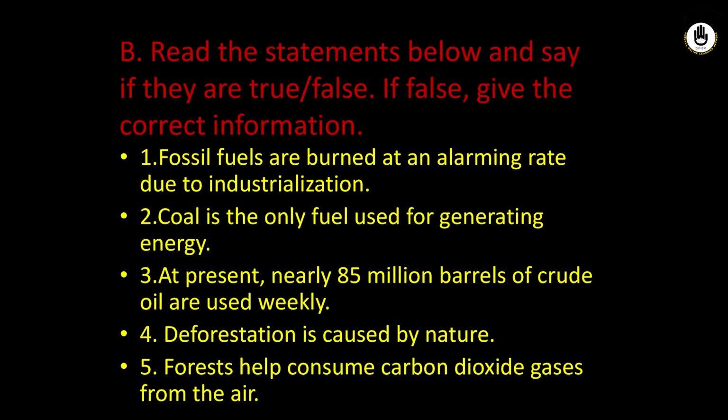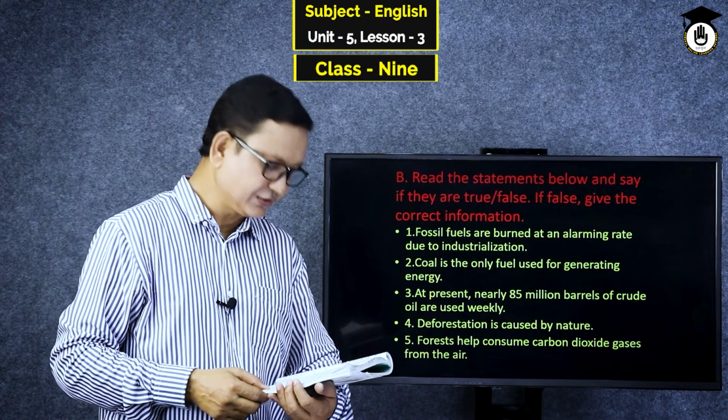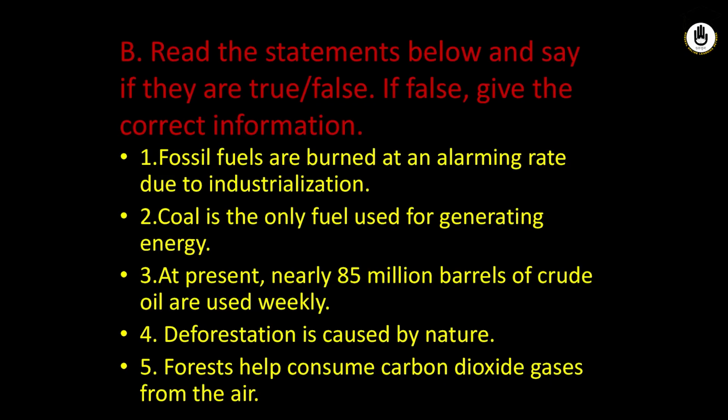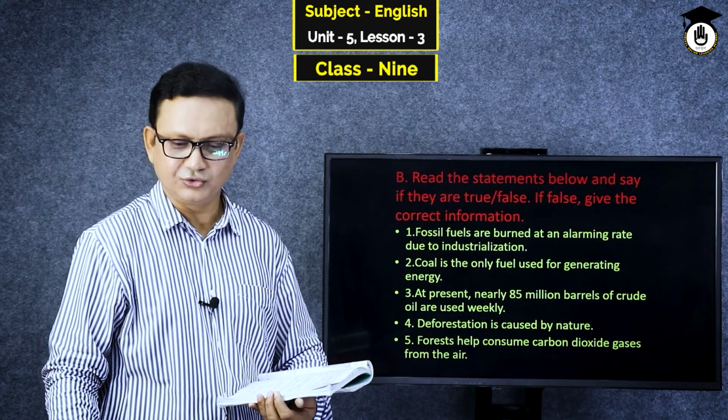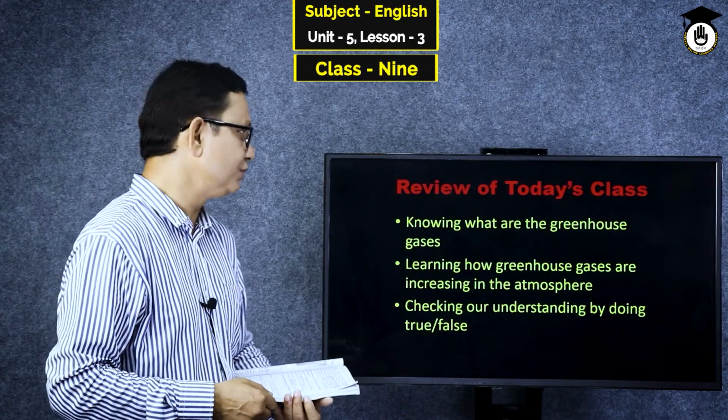Then the fourth sentence is, deforestation is caused by nature. No, it should be false. The right answer should be, deforestation is caused by human beings. And the fifth sentence is, forests help consume carbon dioxide gases from the air. Yes, it is true. And so, now we can check what we have learned from today's class.